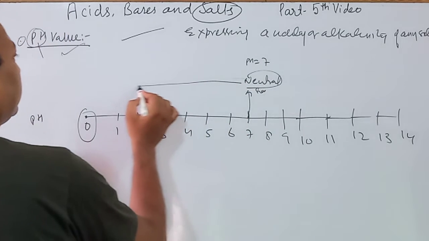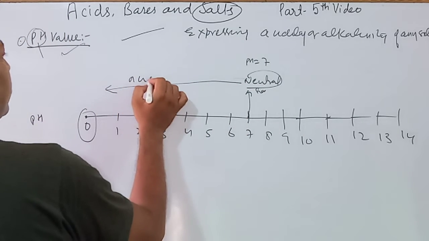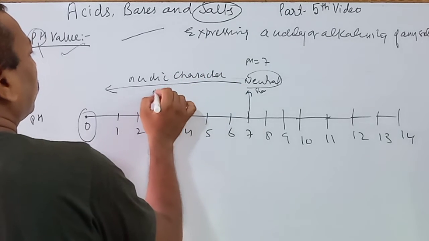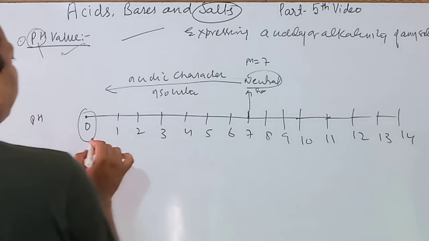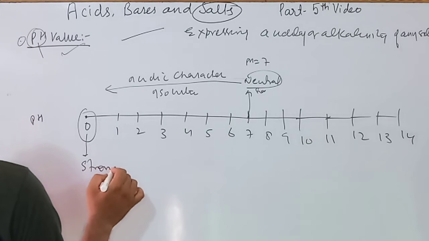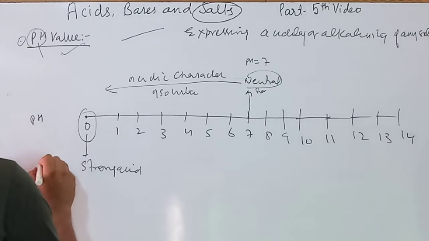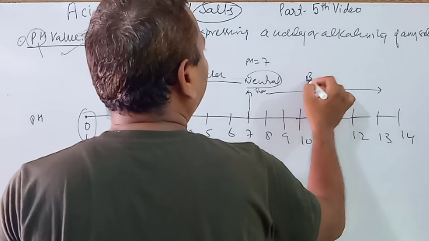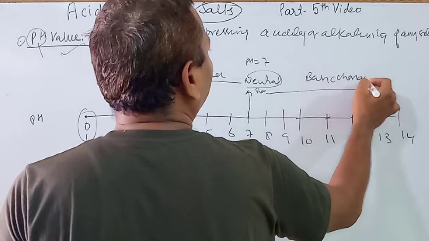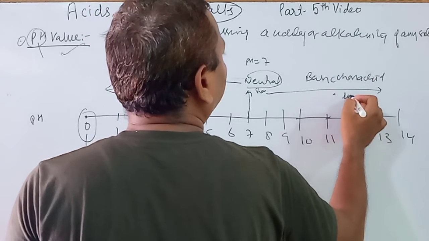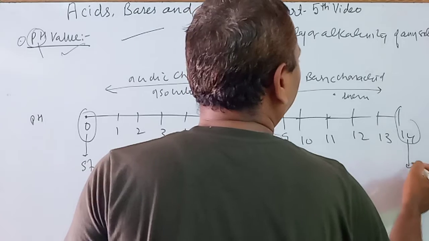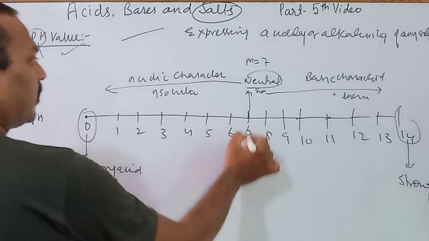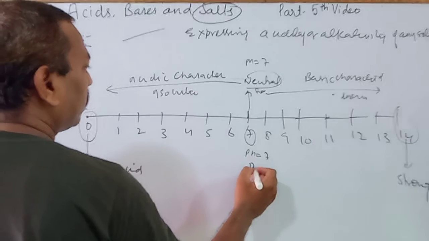Now from this side, the acidic character of the solution increases. Means 0 is strong acid, pH 0. When we go this side, the basic character of the solution increases, so this is strong base. I am taking an example: distilled water has pH 7.